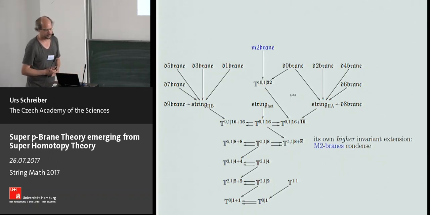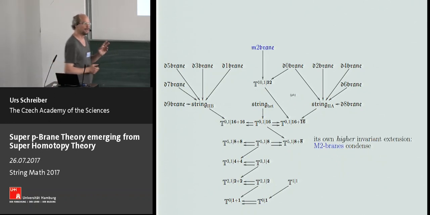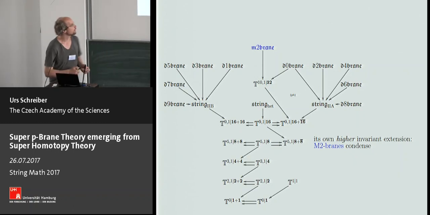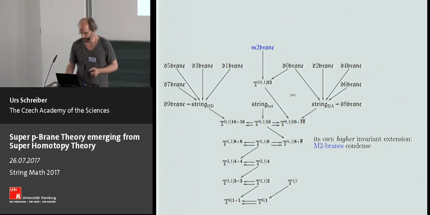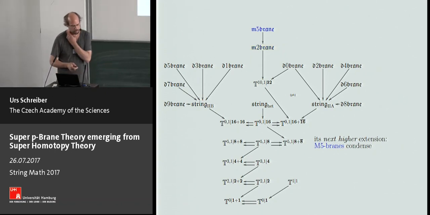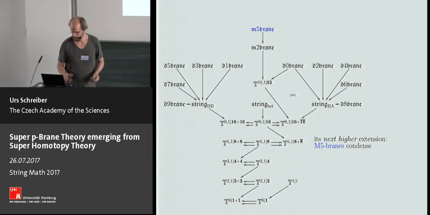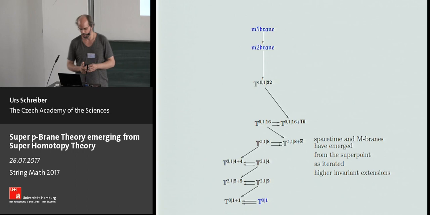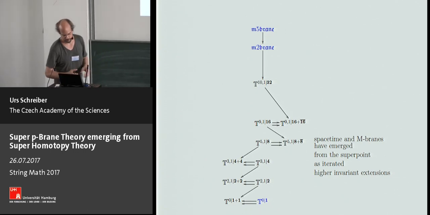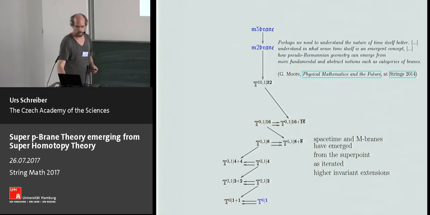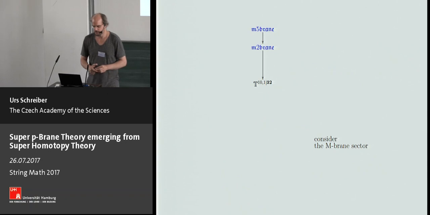Now let's concentrate on this 11D spacetime. It itself has higher extensions. One finds a one-dimensional space of extensions, Dirac extensions, which are labeled by the M2-brane. And this happens to have one more higher extension by a 6-gerbe. Should I write the M5-brane thing? I'll be speaking about this in more detail in a moment, but just to recapitulate what we have so far: spacetime and M-branes have emerged in some sense from the superpoint as iterated higher invariant extensions.